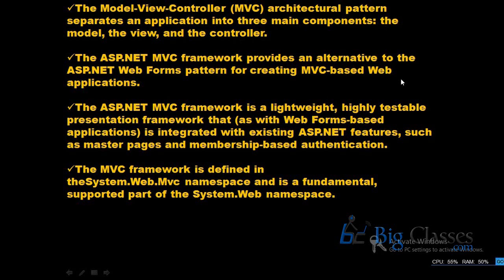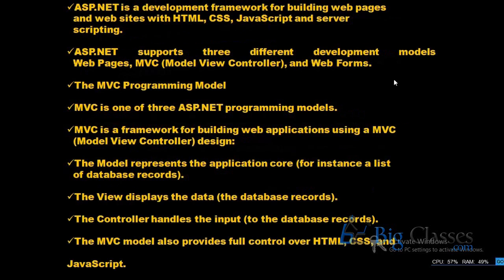See here, for MVC we need to specify the System.Web.Mvc namespace before starting the application. ASP.NET completely deals with HTML, CSS, JavaScript, jQuery, Ajax, whatever it is. And here the MVC program supports three types: model, view, controller.